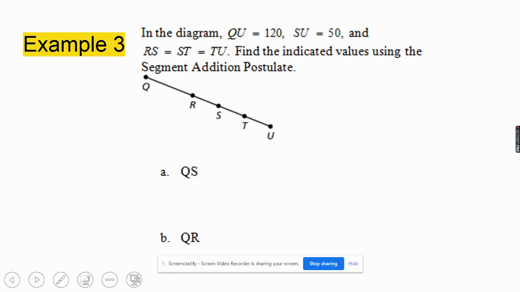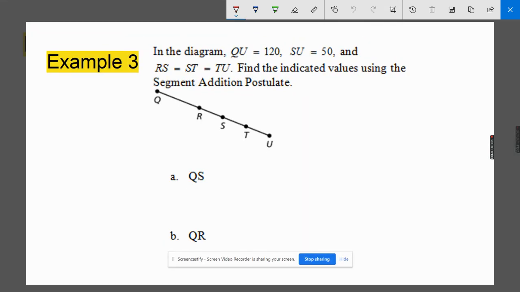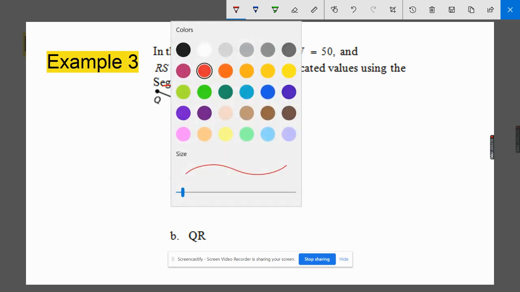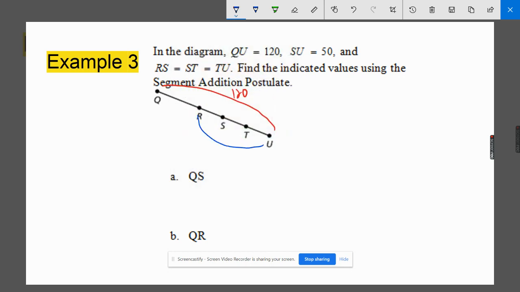And then the last example, we're going to skip the goal problem for right now. So this is going to be the last example that we're going to look at. A little bit more challenging. It says QU is 120. I'm going to label this. So the whole thing is 120. SU, oh boy, SU is 50. And then RS is equal to ST is equal to TU. So the measure of those are going to be the same. So they're congruent.